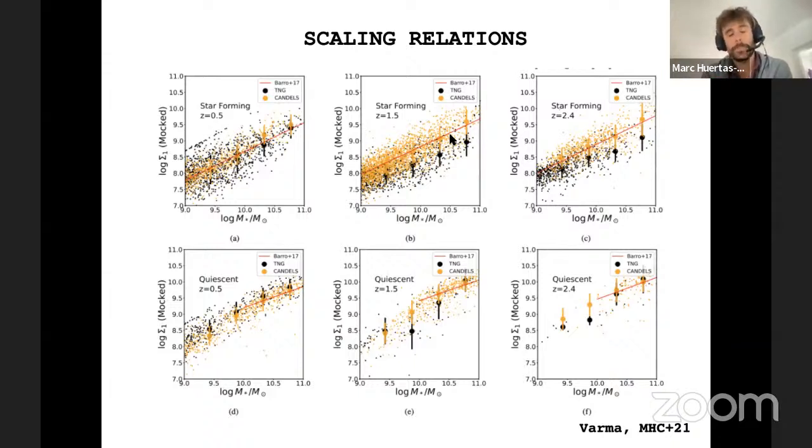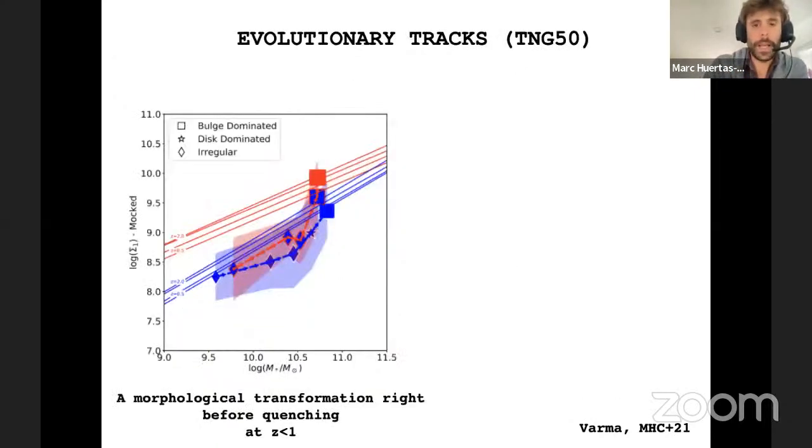And now the next step is going in the other direction and trying to do some simulation-based inference. So, trying to learn, can I go back in the simulation, which I cannot do in the observations, and track back in time the progenitors of galaxies and see how they move into these planes, which was the main question I was asking at the beginning. This is an example of this in the TNG50.